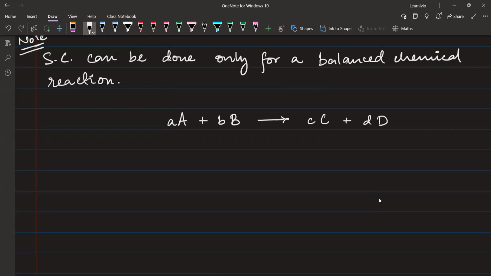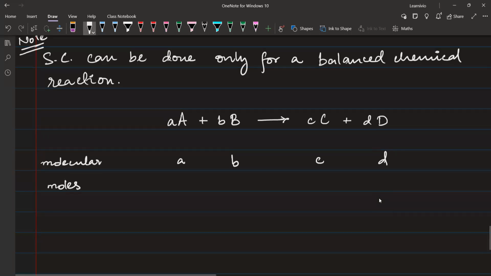See here. So we are now talking at the molecular level. In the molecular level, how many molecules of A do we require? A. How many molecules of B? B. How many molecules of C? C. How many molecules of D? D. Okay. We can also talk about these terms at the molar level, in terms of moles.